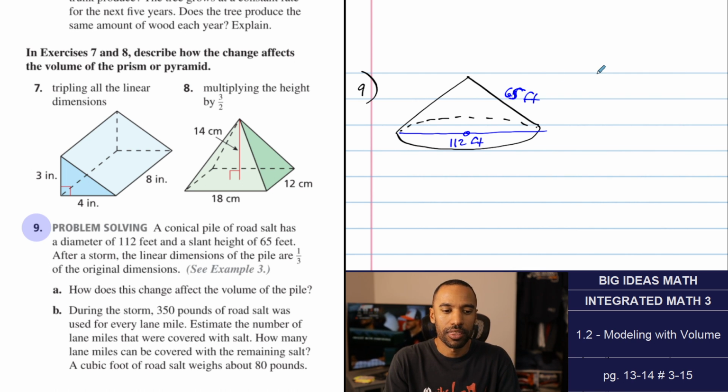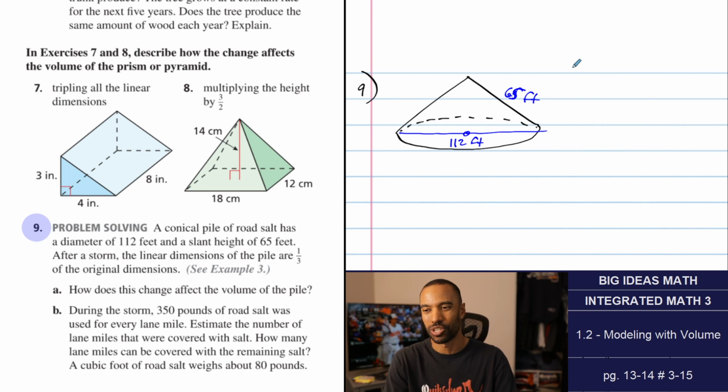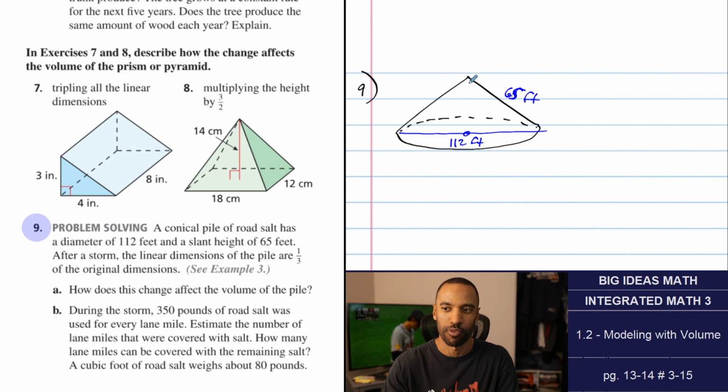After a storm, the linear dimensions of the pile are 1/3 of the original dimensions. Now, 1/3 of 65 is not a pleasant number as far as I'm concerned. 112, also not very pleasant. So they're not going to give us pleasant numbers for this. Let's start with the volume of this first before we go to anything else.